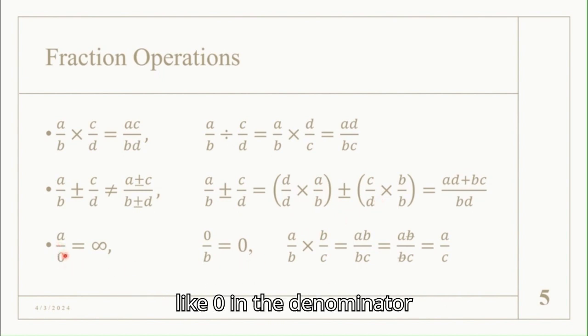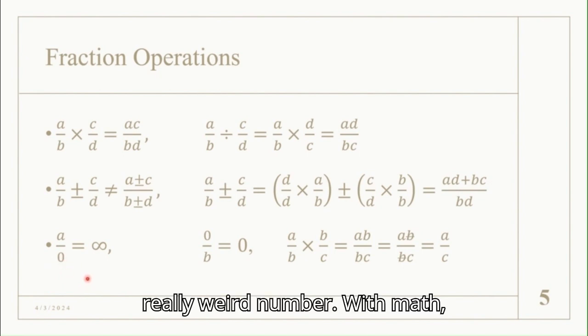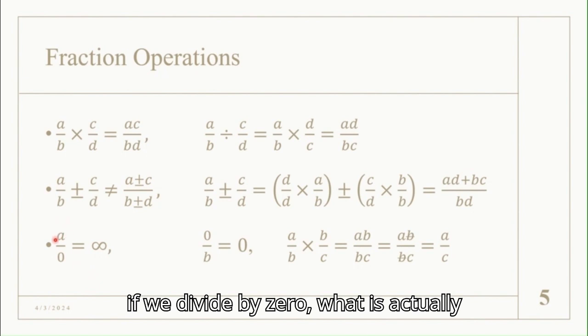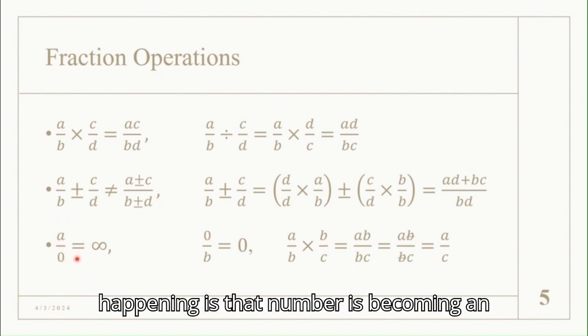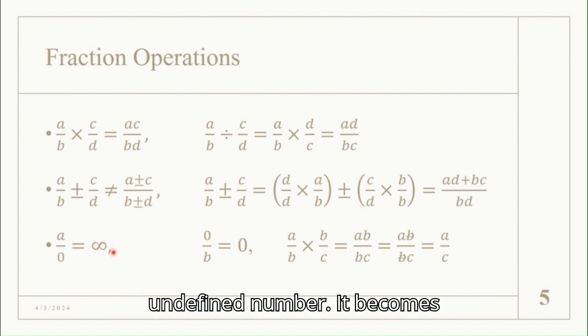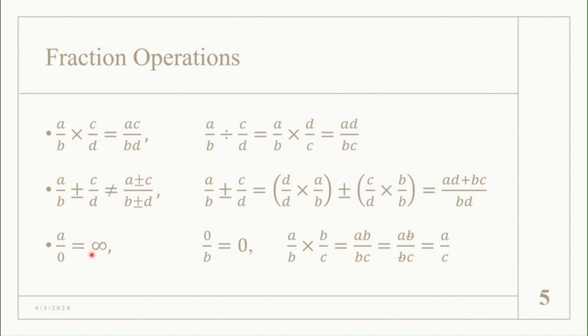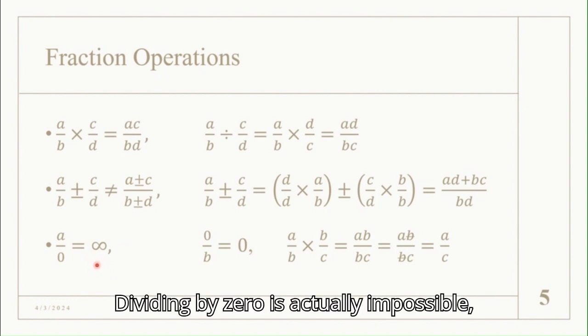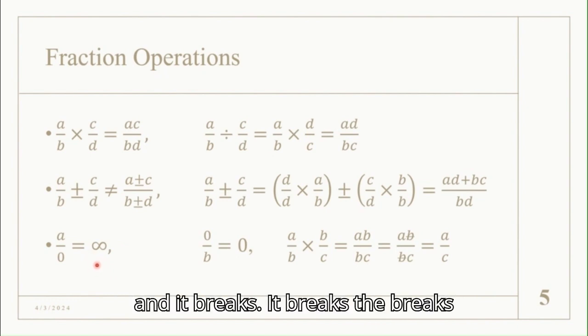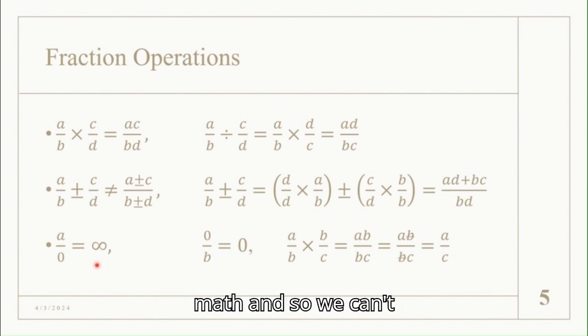We don't like 0 in the denominator, because 0 is a really weird number in math. If we divide by 0, what is actually happening is that number is becoming an undefined number. It becomes infinity because 0 is so small. Dividing by 0 is actually impossible, and it breaks math. And so we can't do it.